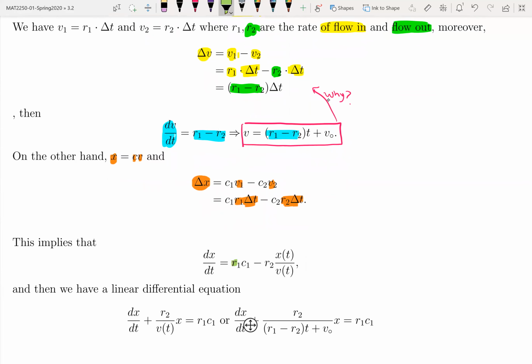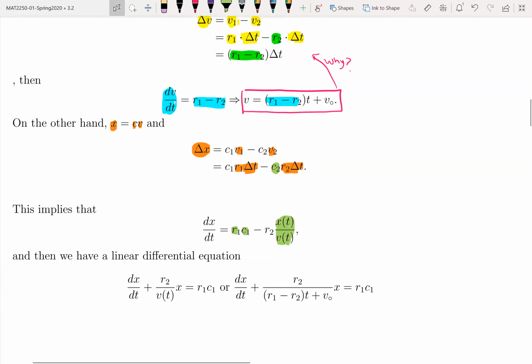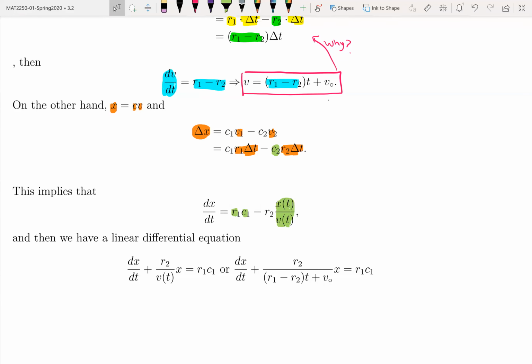The rate in is given, and the original concentration is given. But what is changing is the concentration out. Because the water is coming in and the water is going out, it is not fixed. So your concentration changes based on the volume, which changes per unit time, times the amount that you have, right? So the second concentration is not fixed. This is changing, okay?